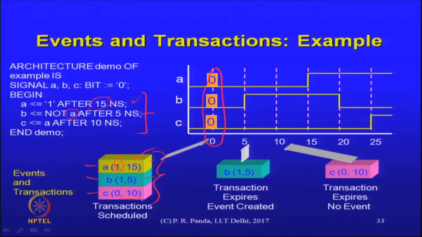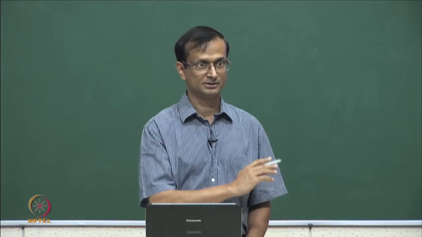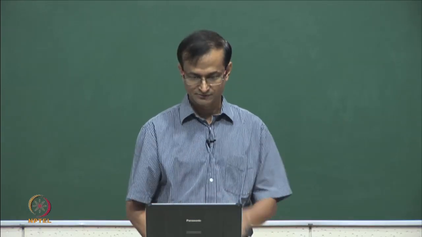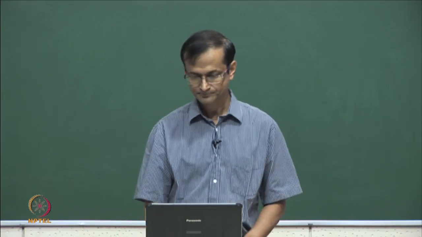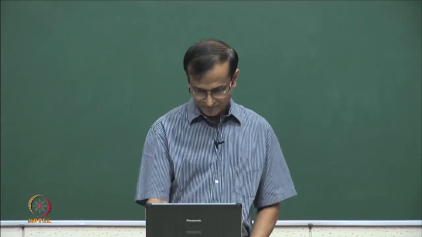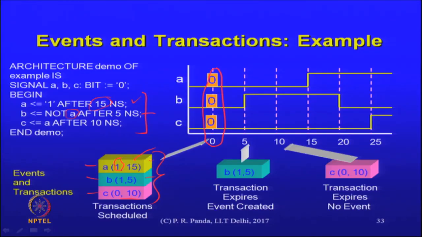Time 0 events are created because A is changing from 0 to 1. Events are created on A, B, C just by default because this is time 0. Okay. So, as of now we have only talked about transactions being scheduled, events have not been created other than just those default events of everything being 0. Okay. So, since I have 3 transactions here, A being 1 at 15, B being 1 at 5, C being 0 at 10, we just proceed from here, we forward the time.